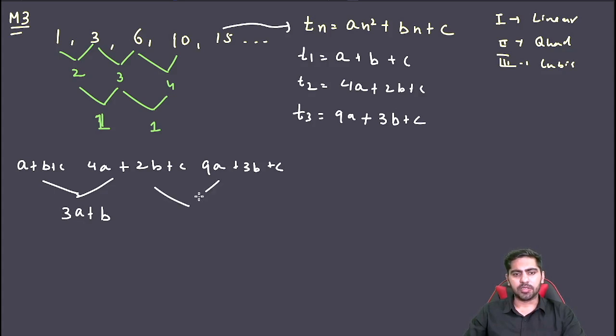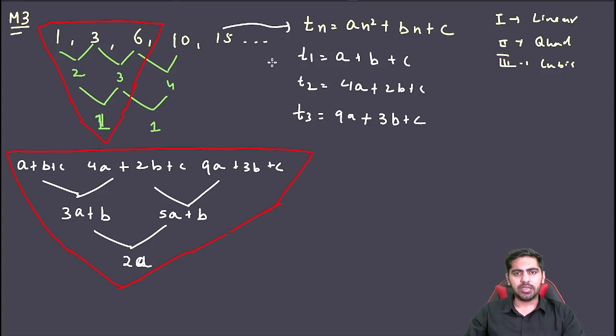Similarly, if I take the difference of these two, b and b, c and c are anyway cancelled, so I'll be getting nothing but 9a minus 4a, which is 5a, and 3b minus 2b is nothing but b. Now, if I take the difference of these two again, b and b is cancelled, so I'll be left with 2a. Now, can I say that this inverted triangle that I'm drawing here is the same as this inverted triangle? Why? Because the first three terms are the same, they correspond to the same terms, right?